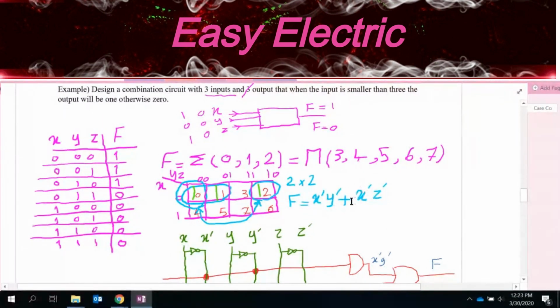If you don't like this form, which is the sum of products, and you want to get the simplest form as a product of sums, you need to start your K-map, and you need to use this form that you see here, okay? So that means here you should put the 0, here you should put 0, here 0, here 0, here 0, and get rid of these ones, okay?